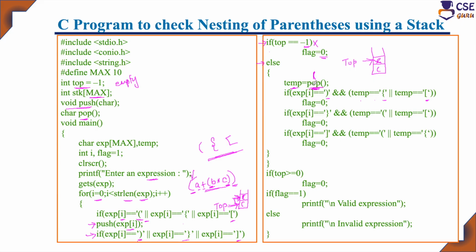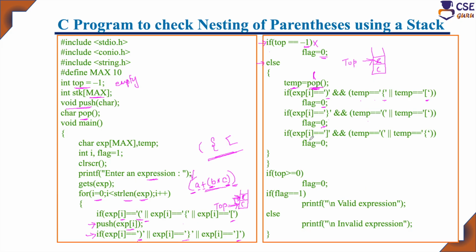Suppose in the stack, the element you have popped, if that element is an open curly bracket or open square bracket, in that case it won't match with this expression, right? It won't match with this closed parenthesis, right? In that case also, you should set the flag to 0. Okay, so closed parenthesis is there, but temp is equal to open curly bracket or open square bracket, set flag equal to 0. Suppose if expression of I is a closed curly bracket and temp is equal to open parenthesis or open square bracket, in that case also there is no match actually. Set flag equal to 0.